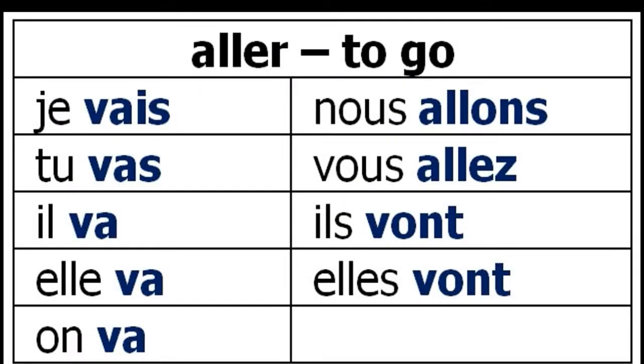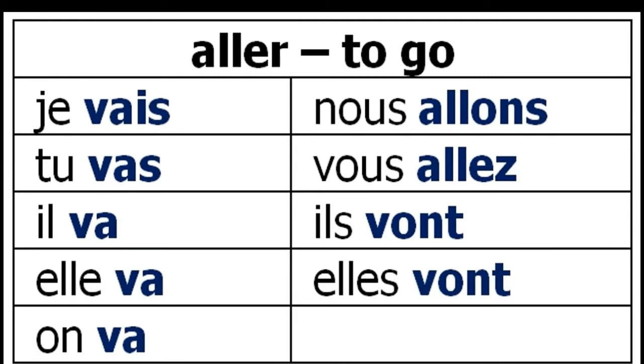Verb to go. I won't ask them in the grammar, but they know how can I talk with this verb. Je vais is meaning I go, je vais, tu vas, il va, elle va, on va, nous allons, vous allez, ils vont, elles vont. Je vais, meaning I go, tu vas, meaning you go, il va, elle va, meaning he goes and she goes.